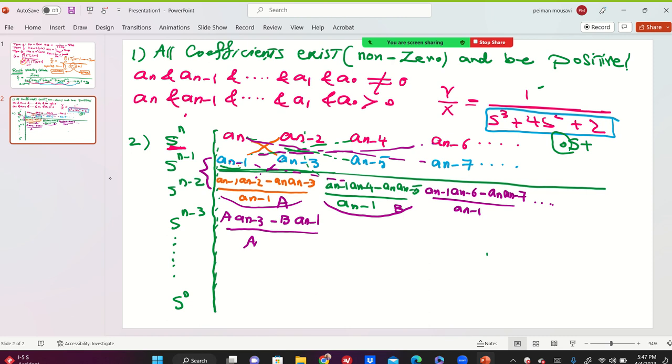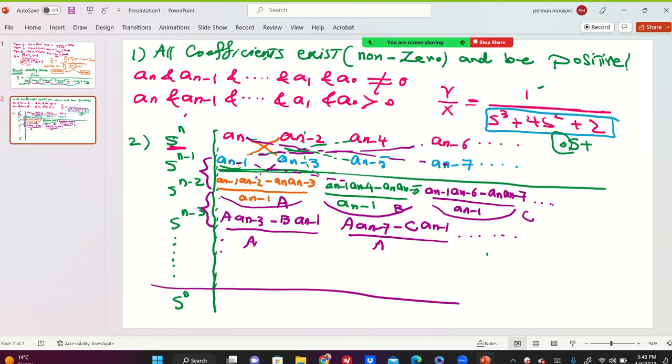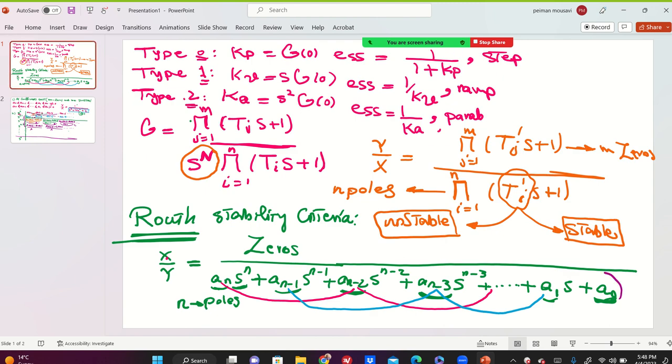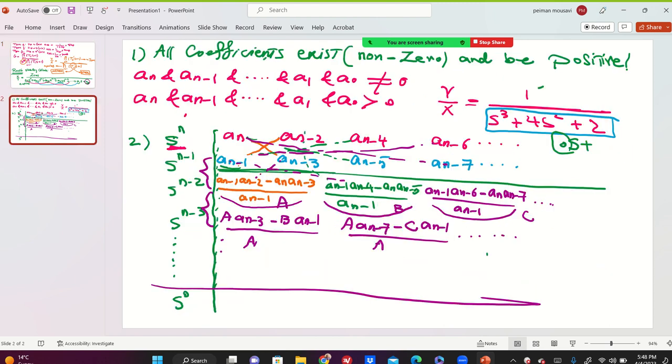Now, the next one. A multiplied by this, and I'm going to say C. C multiplied by a_(n-1). So you're going to have A a_(n-7) minus C a_(n-1), divided by A, and continues. Now the next line. So you're going to come to two other new until the last line. Last line, you do nothing. You only copy the constant number here, a_0.